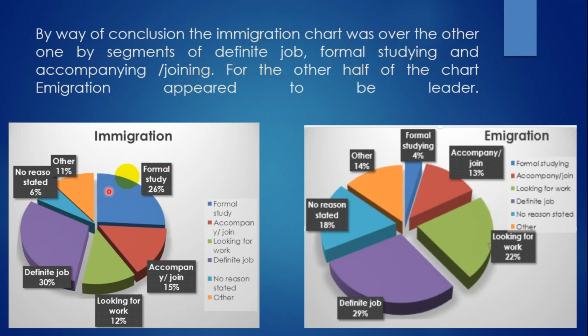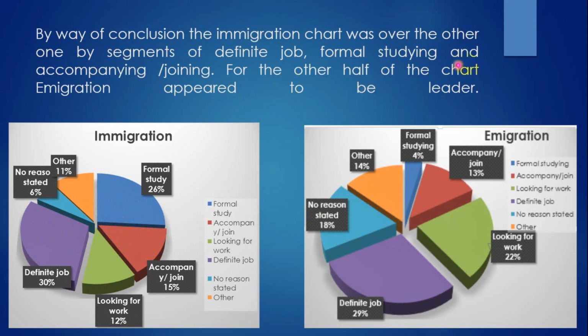Just pay attention. This is the pie chart for immigration and it was over the other one. So the other one means that pie chart of emigration. By segments of definite job, it is 30%, formal studying, 26%, accompanying and joining, it is 15%. So these three segments of the chart of the immigration were higher than those in the chart of the emigration.